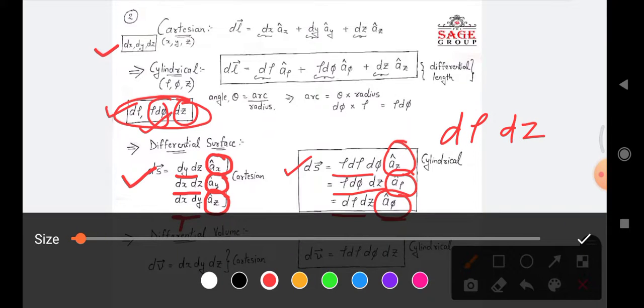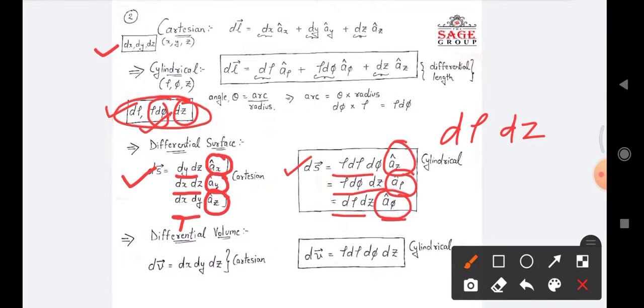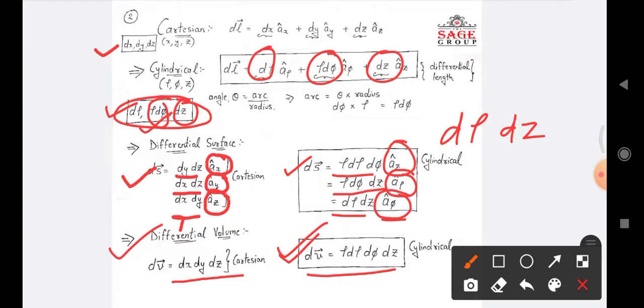Now if we talk about the differential volume part, in the Cartesian coordinate system we multiply all three differential parameters dx, dy, dz. Similarly, in the cylindrical coordinate system we multiply all three differential parameters. And what are the three differential parameters? That is d rho, rho d phi and dz. So you can easily see that these are the differential parameters for the differential volume for the cylindrical coordinate system.